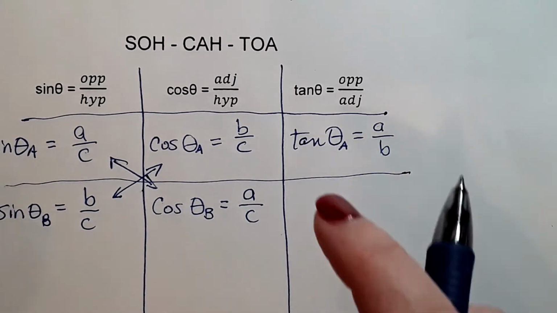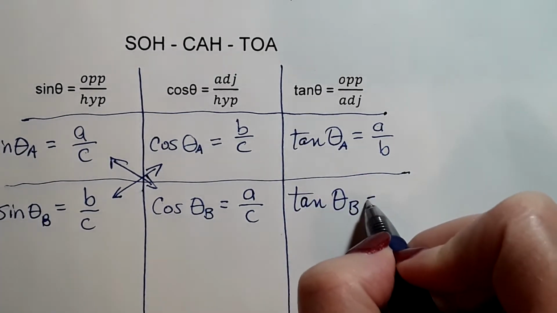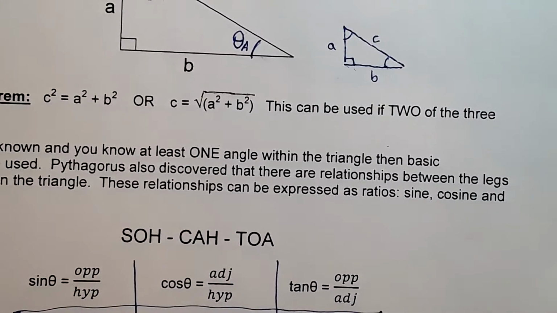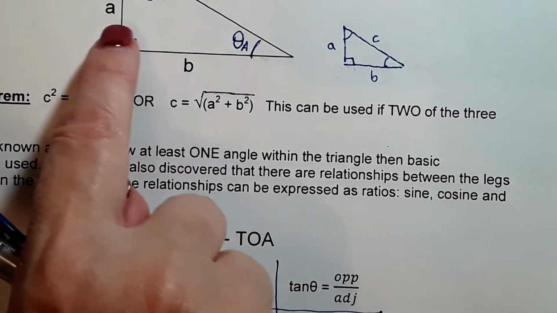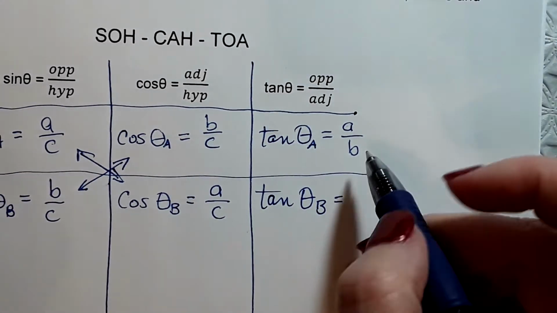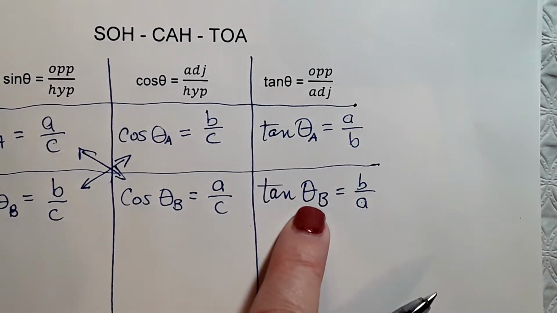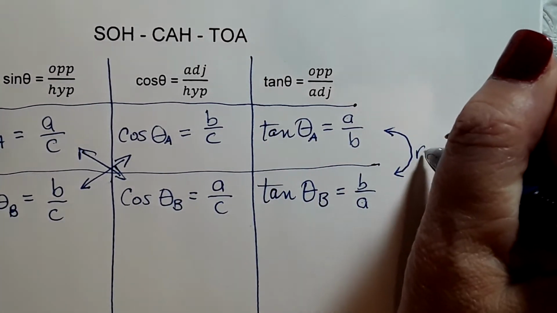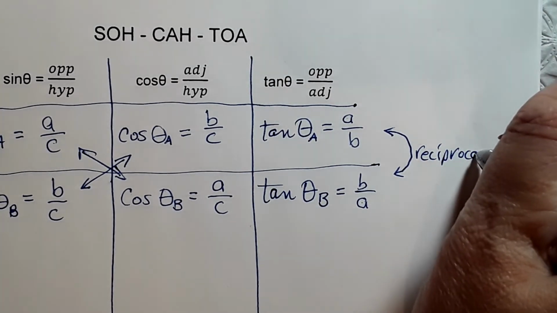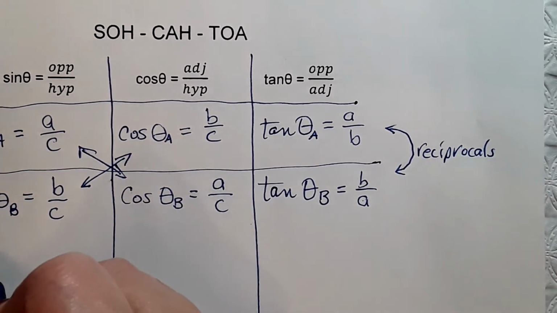Now, let's talk about the tangent of angle B. If we look at the tangent of angle B, it's opposite over adjacent, so that would be B over A. So now look, the tangents of the two angles in a right triangle that are not the right angle, the other two angles, are reciprocals. And that's kind of a neat relationship too. All right, we have one more.